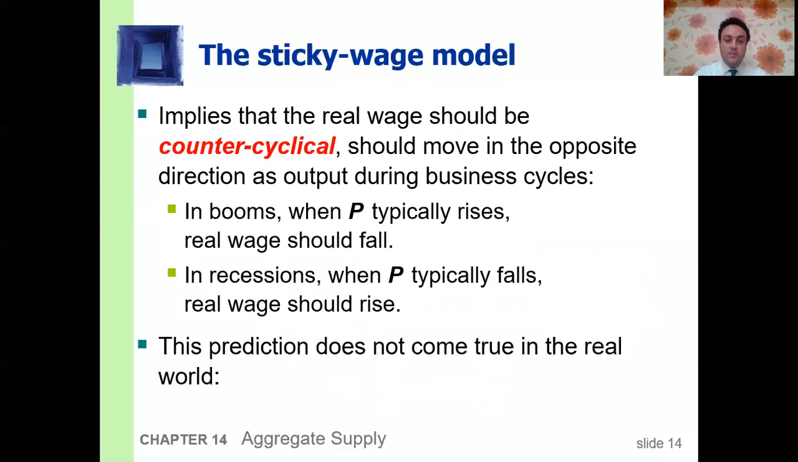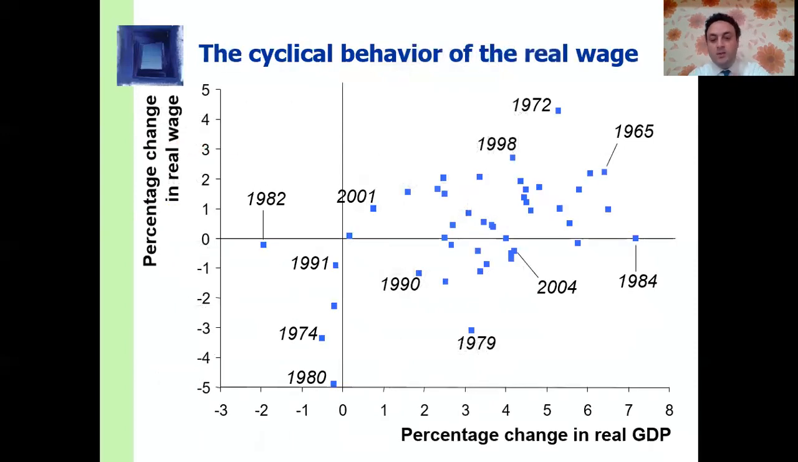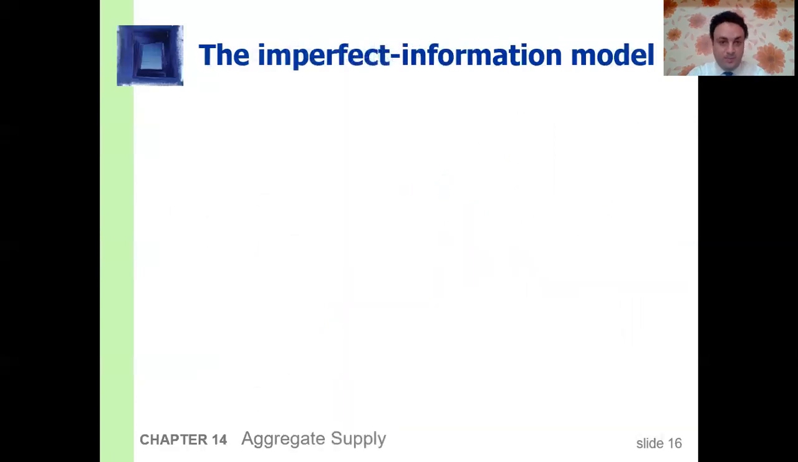So this prediction in the real world doesn't come true, as you can see here. The cyclical behavior of real wages in different years in the United States: you can see there is no perfect relation between the percent change in real wage and the percent change in real GDP.